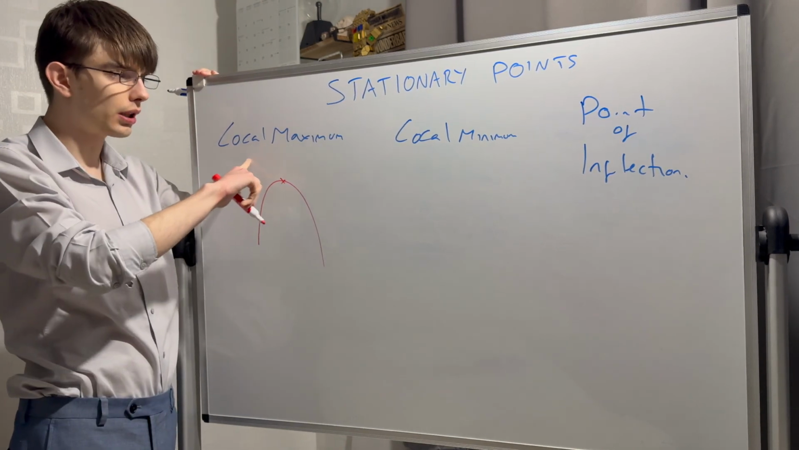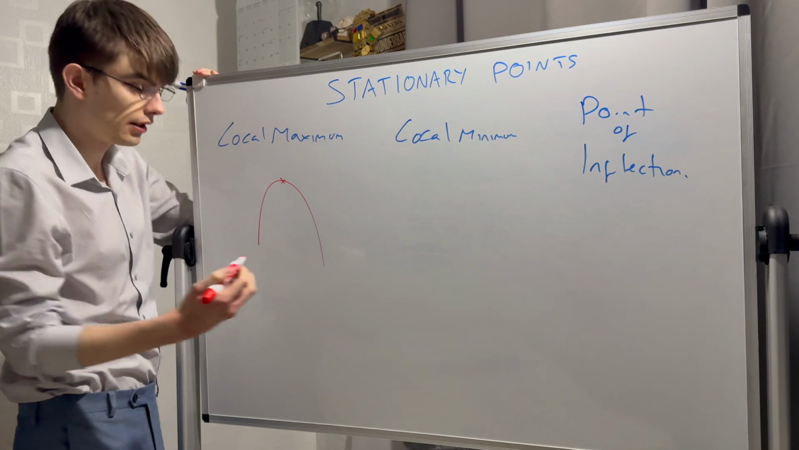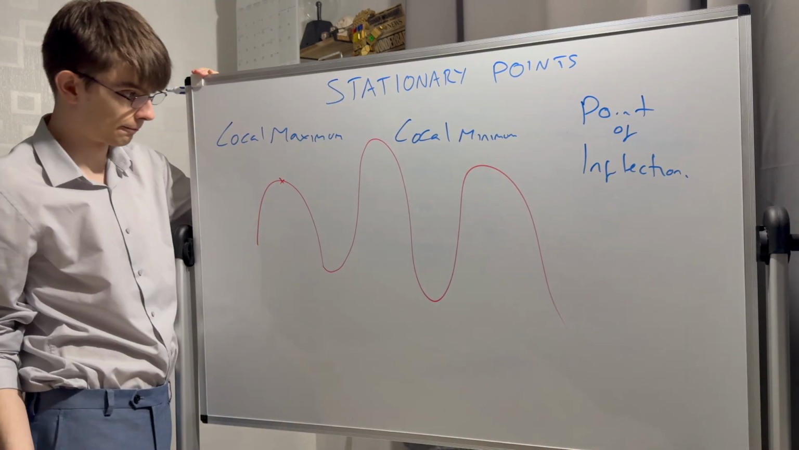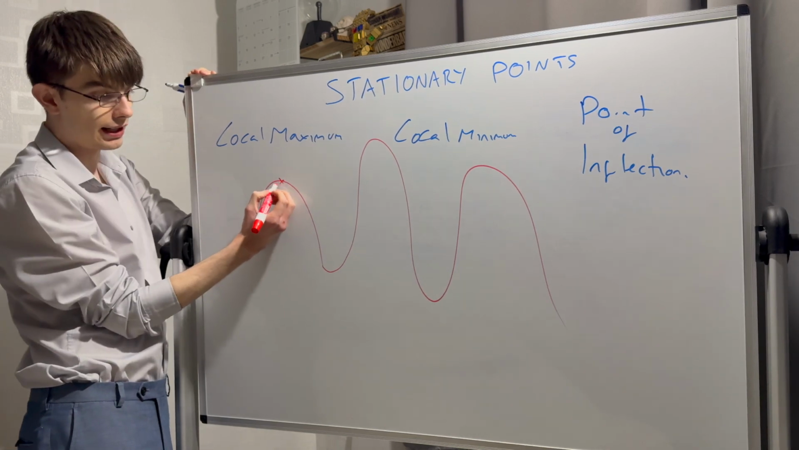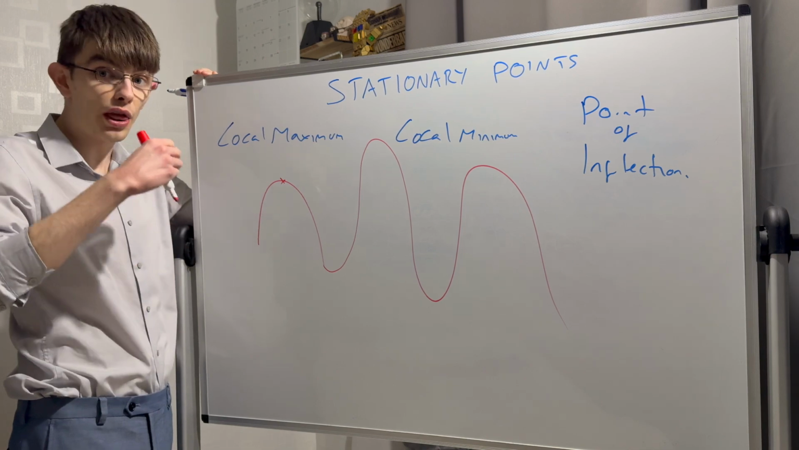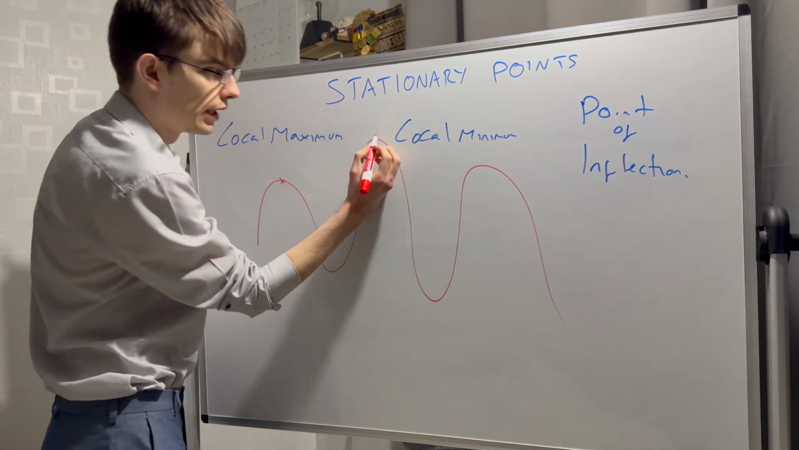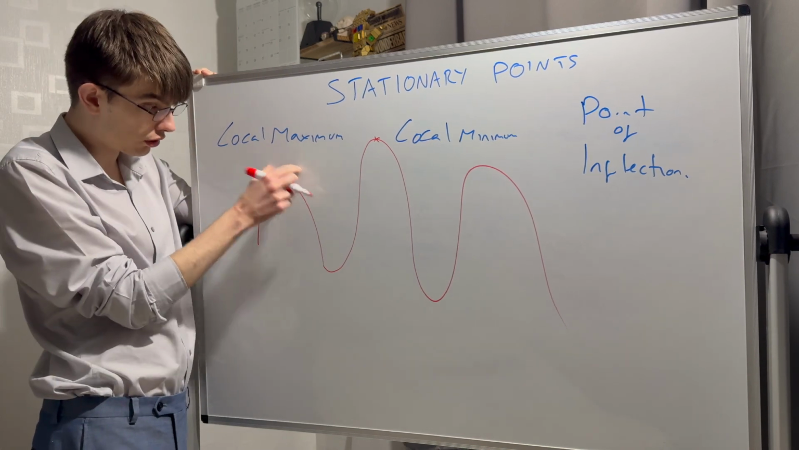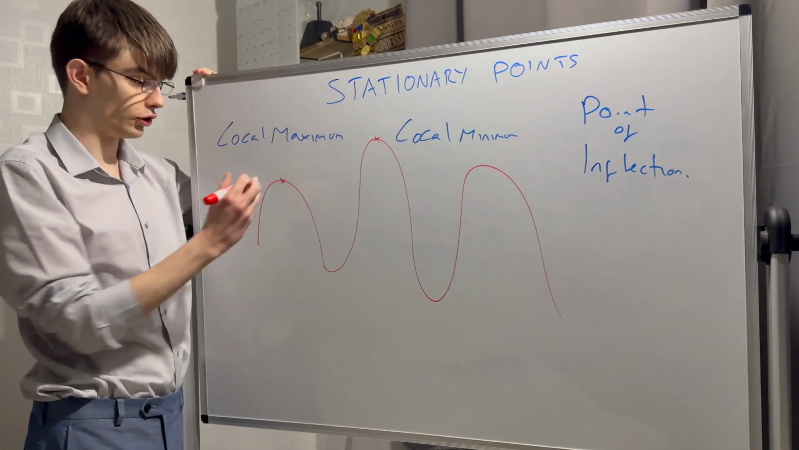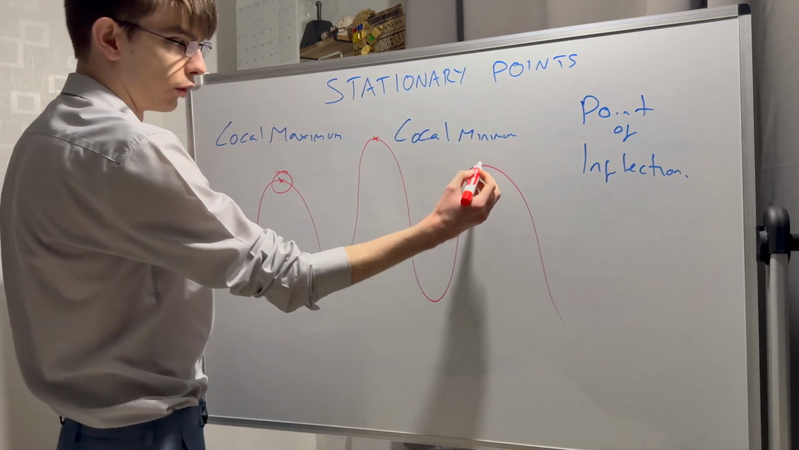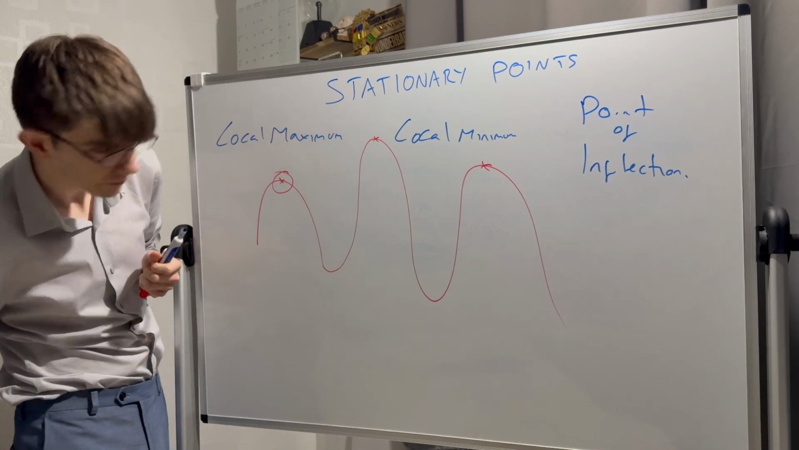The reason it's called a local maximum is because, imagine I had a graph that looked like this. This point here would be considered a local maximum. Now, it's not the maximum of the graph, that would be up here. But locally, within its region, it is the maximum point. So this here would be a local maximum. So would that, and so would that.